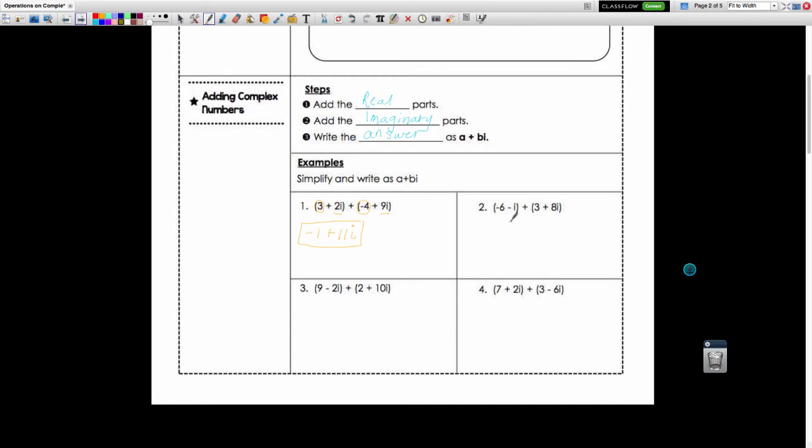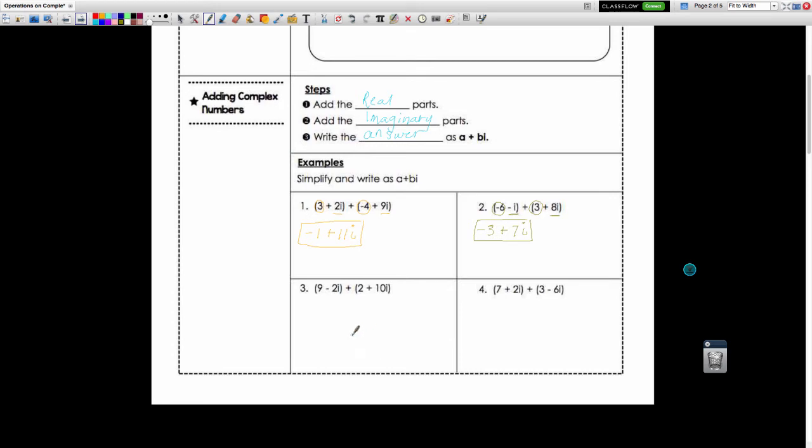The quantity of negative 6 minus i plus the quantity of 3 plus 8i. Add the real parts. Negative 6 plus 3 is a negative 3. A negative i plus 8i is a positive 7i. And there's your answer in standard form.